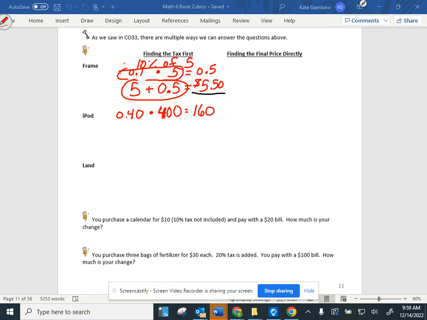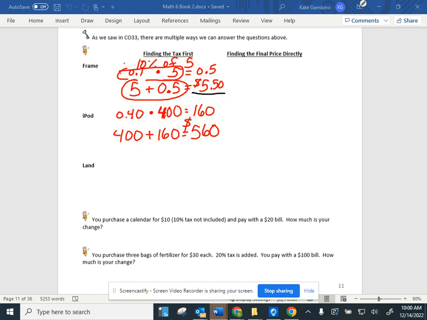So now I'm not done. The iPod doesn't cost $160. Remember, that's the tax. So what do I have to do, Bennett? You add 400 plus 160. I have to add that tax to that original price. So 400 plus 160 gives me $560.